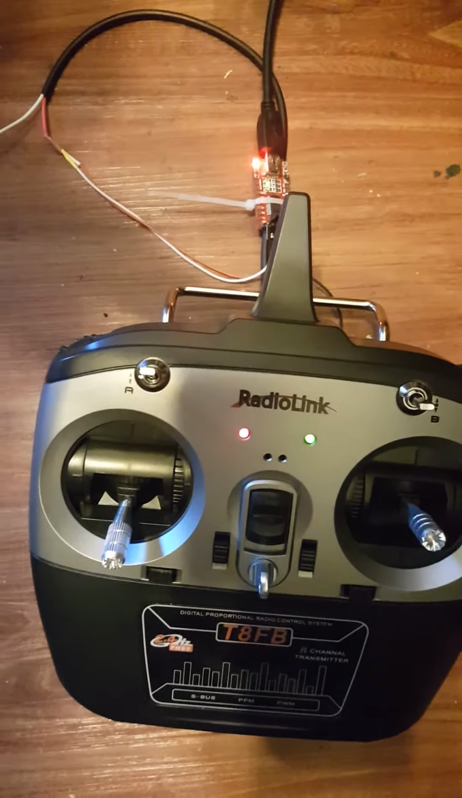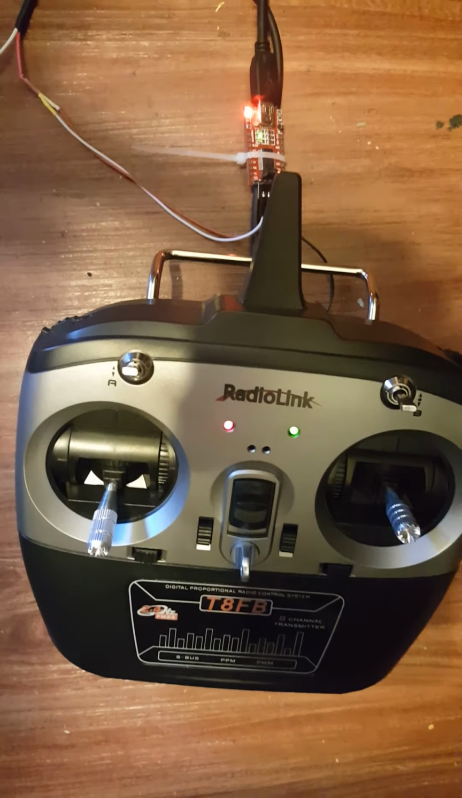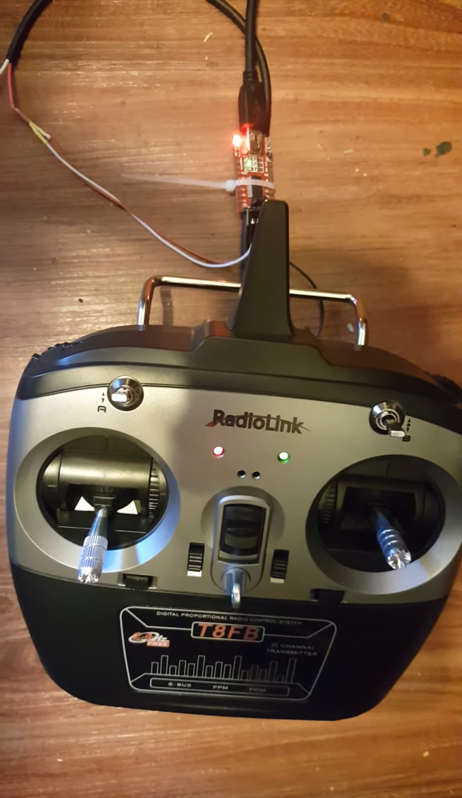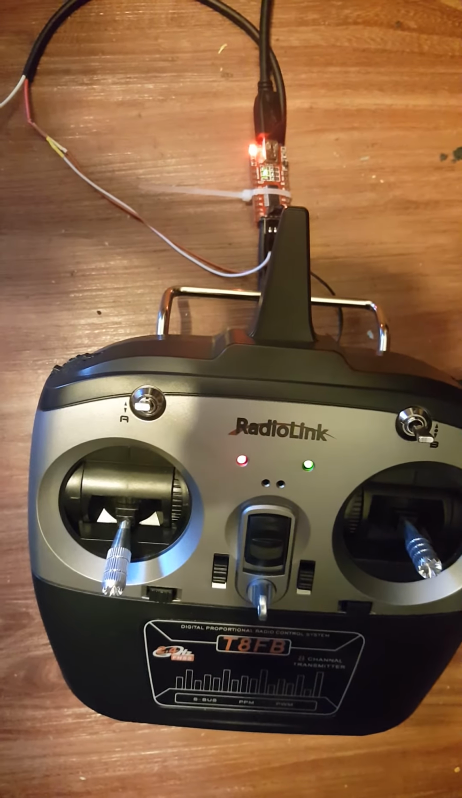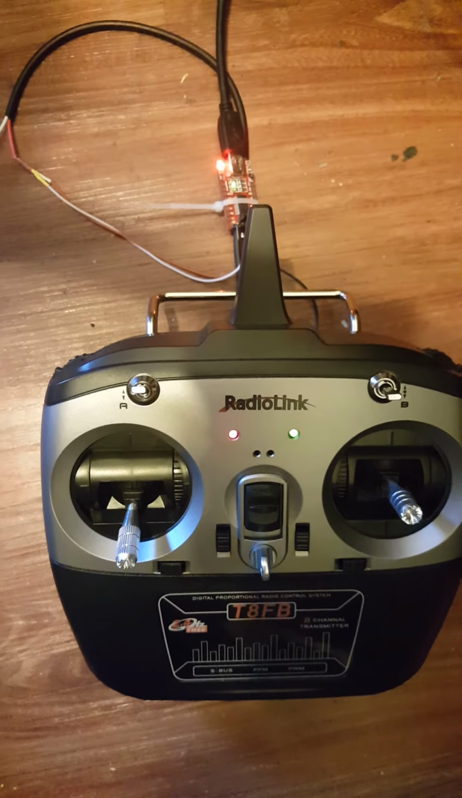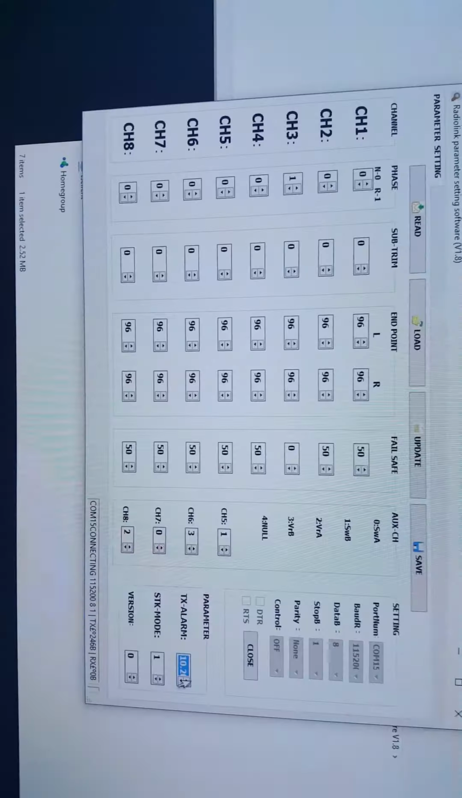It's now beeping because the voltage is at a stock voltage, which is higher than the AA batteries supplied with this controller. Let me bring you a picture of that setting, and I will lower it.